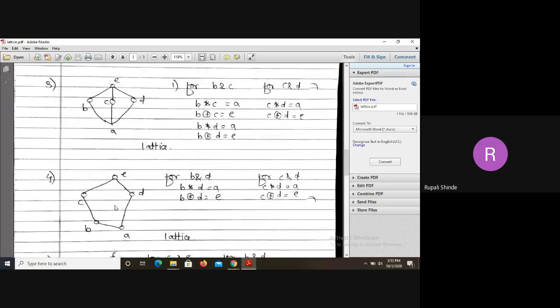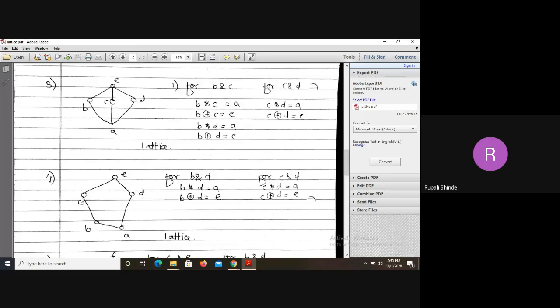Now check the fourth diagram. Tell me what are the different elements you are going to consider. We have to look for elements that are not connected by a direct line. First one is CD, we can take. Again, BD, we can take.